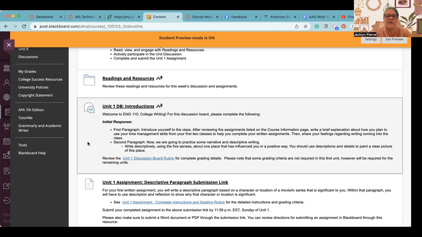Now, the second paragraph is separate. This is why I do these walkthrough videos, because a lot of people will then turn around and write 1 paragraph for the introduction. That's not enough because it asks for 2. So the second paragraph is going to be a story and a description from your own experience in your own life. So write descriptively, which means the senses. So sight, hearing, taste, touch, and smell. Anyway, there's 5. About one place that has influenced you in a positive way.